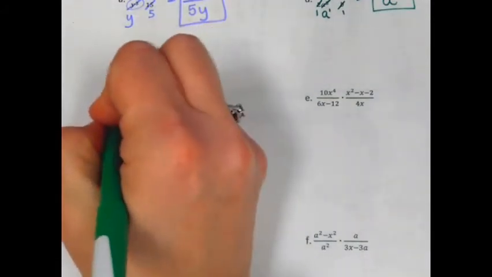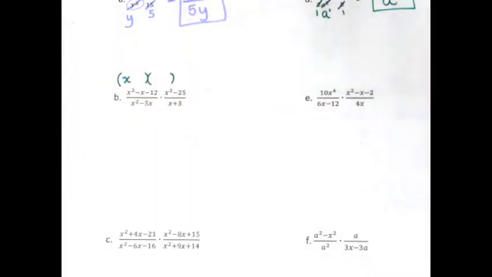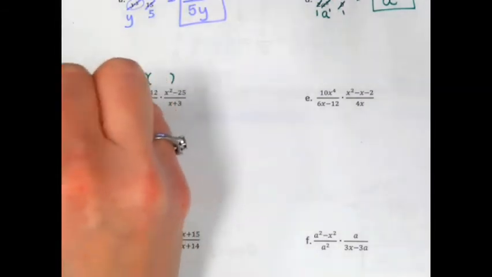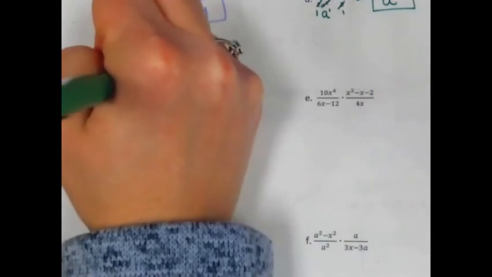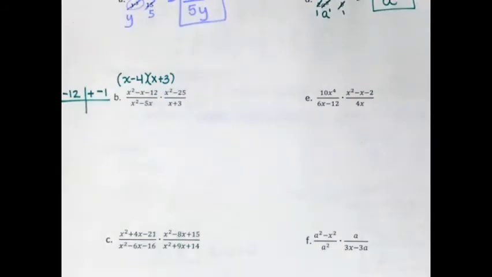So what times what is negative 12 that adds to be negative 1? Anyone? Yeah, negative 4 and positive 3. Good. So we have x minus 4 times x plus 3.